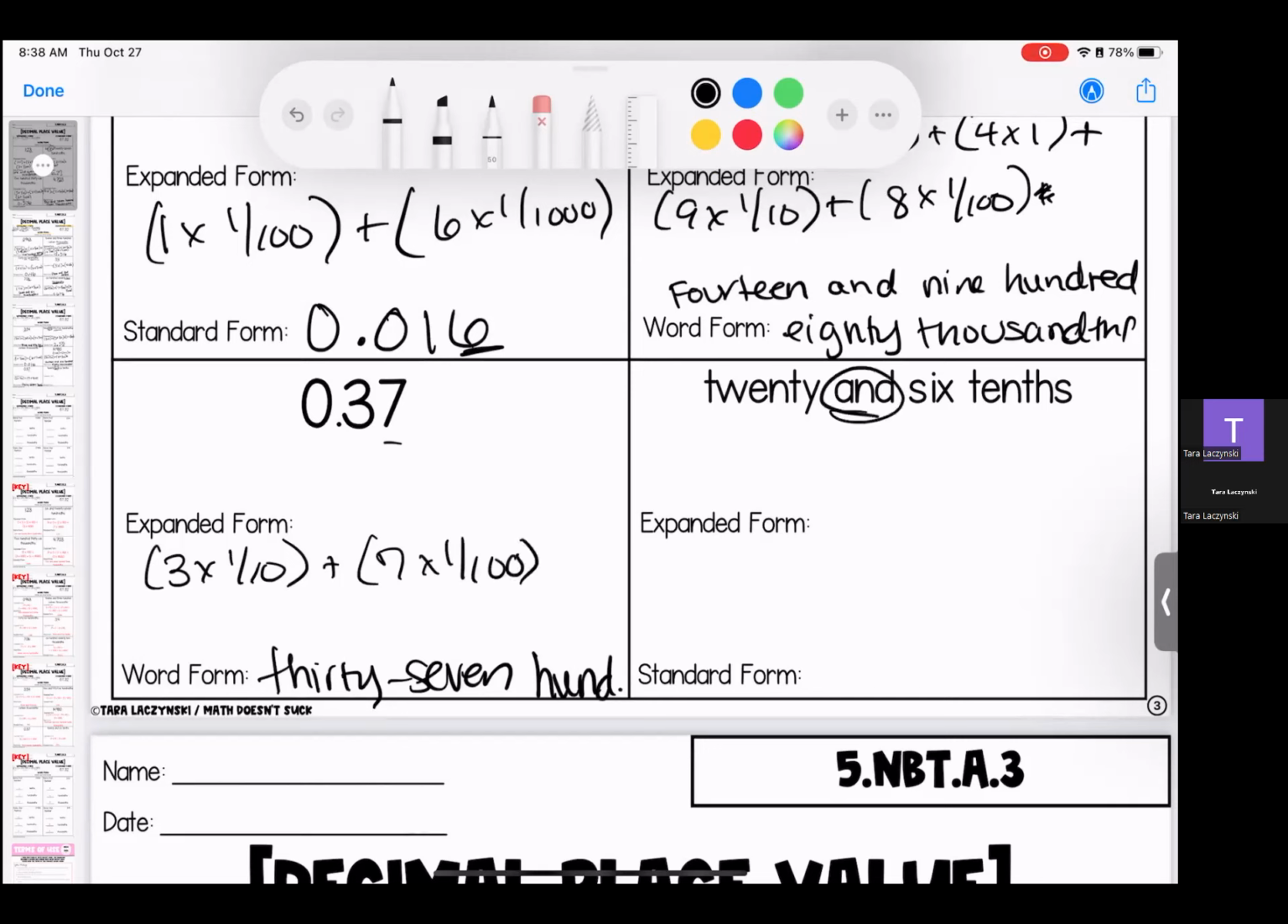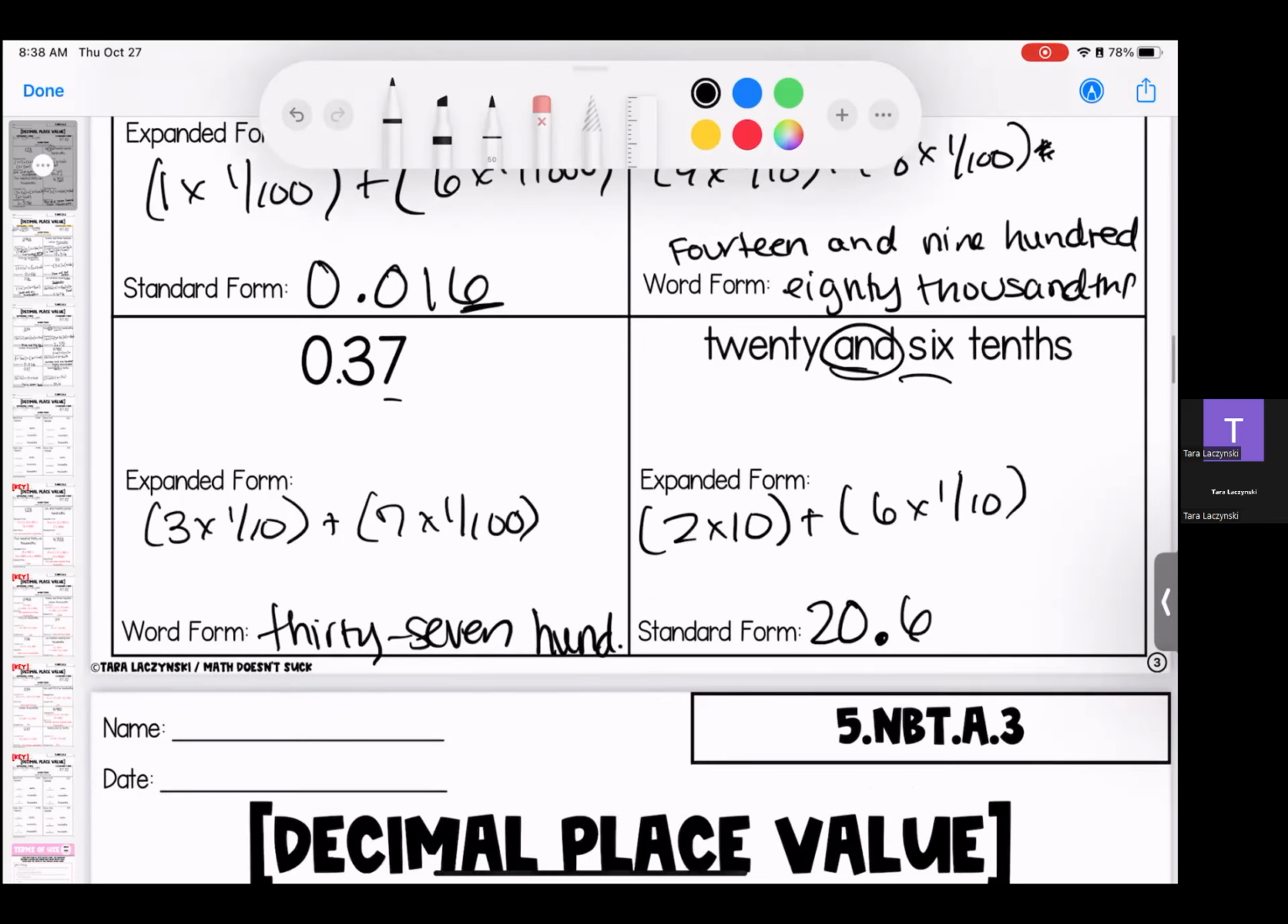20 and 6/10ths looks like this. We have a 2 in the tenths place. We have nothing in the ones place. And we have a 6 in the tenths place. So 2 times 10 plus 6 times 1/10. That's the end of this page. We're going to move on to page number 4 if you're ready. If not, please go ahead and stop this recording.